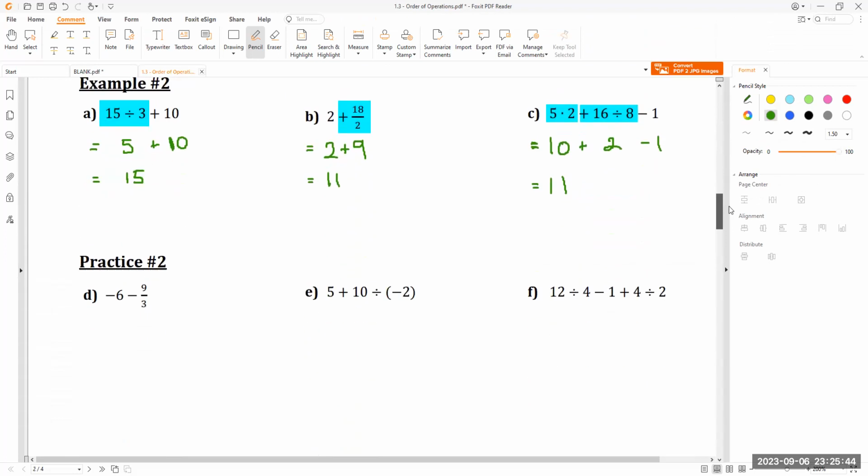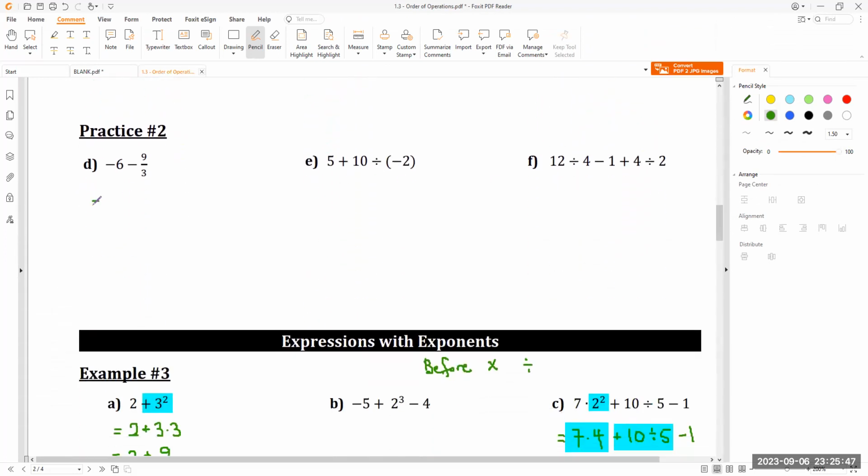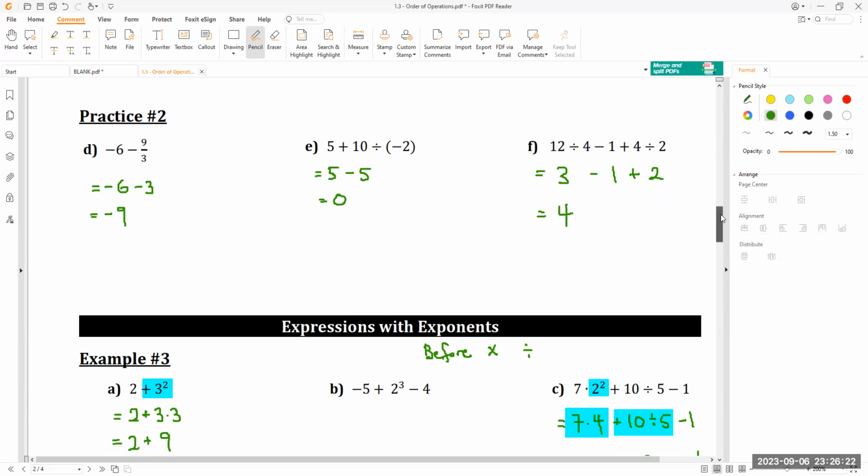Going down. Okay, division. Division comes first. -9 divided by 3 is a -3. The answer is -9. 5 plus 10 divided by a -2 is 5. Plus divided by a negative, that's -5. The answer is actually 0. Here we go. 12 divided by 4, 3, minus 1. +4 divided by 2, +2. Answer is 4.